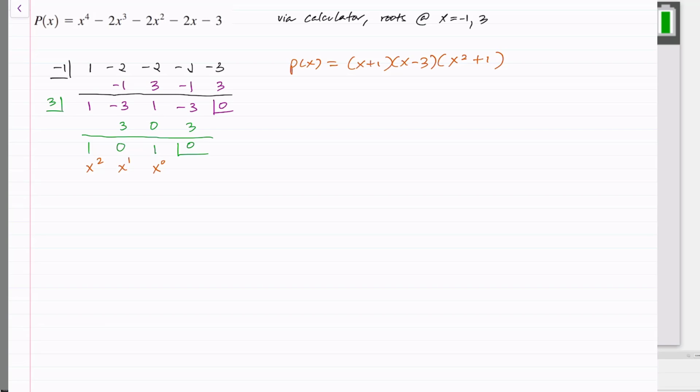So your final answer here would be p of x is, and by the way, that's difference of squares over the complex numbers, not over the real numbers. But anyway, here's what you have. You have x plus 1. You have x minus 3. And you have x plus i and x minus i. And that was very straightforward and easy.